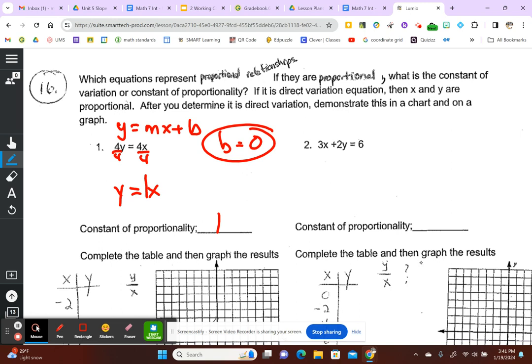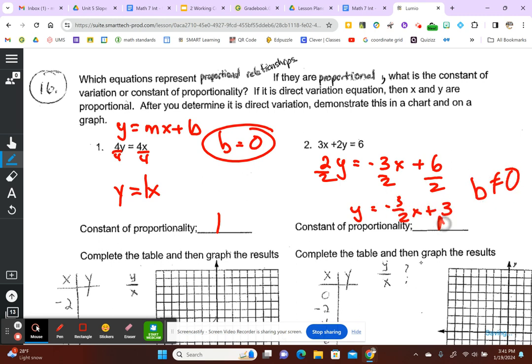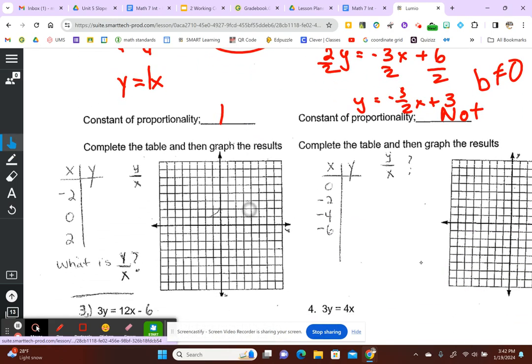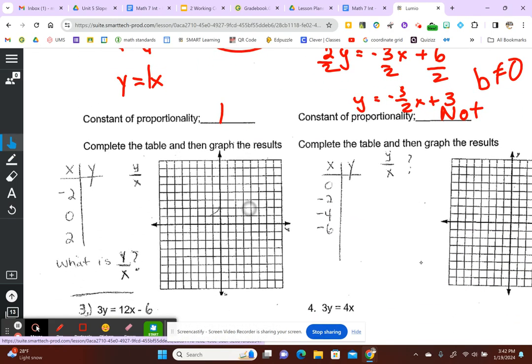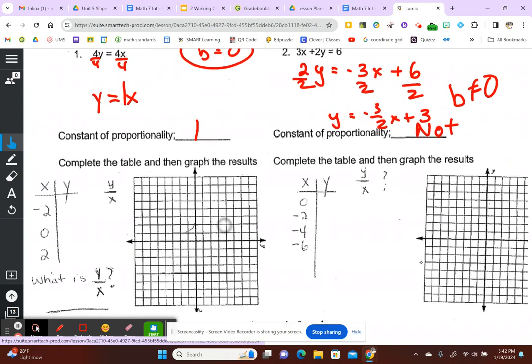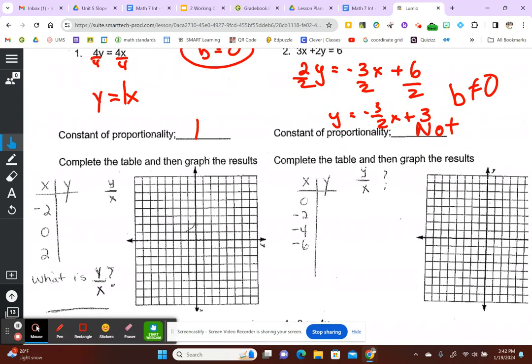Okay, now for this one, 2y equals negative 3x plus 6. Divide by 2, divide by 2, divide by 2. Y equals negative 3/2 x plus 3. B does not equal 0, therefore it is not a proportional relationship. So there is no constant of variation.